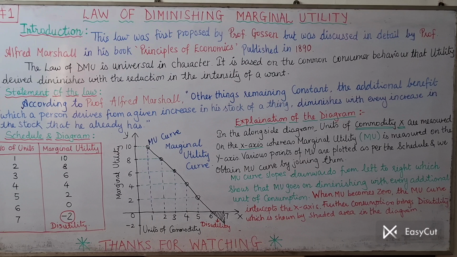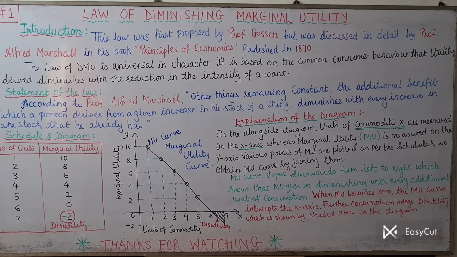Now how to plot the points? Some students find it difficult. That's why I have shown the point plotting with the help of dotted lines also, so that whoever doesn't know may please refer that way. See, first unit of consumption, dotted line is going up, and on the MU column it is 10, because from the first unit he is getting 10 MU. So first point. Then accordingly I have plotted all the points.